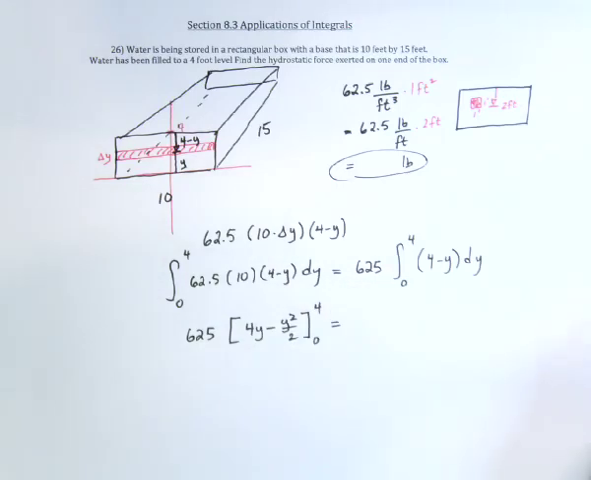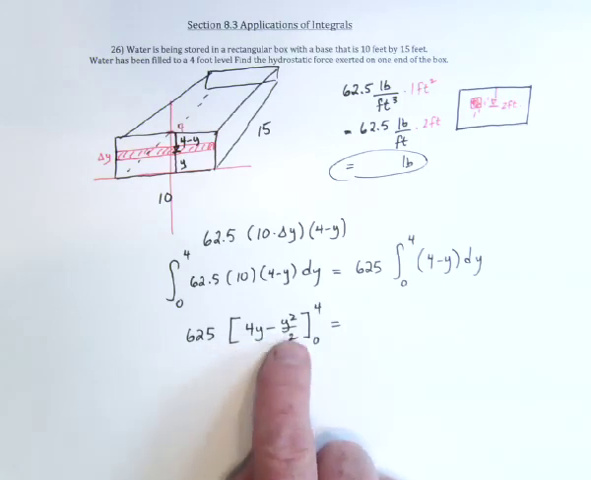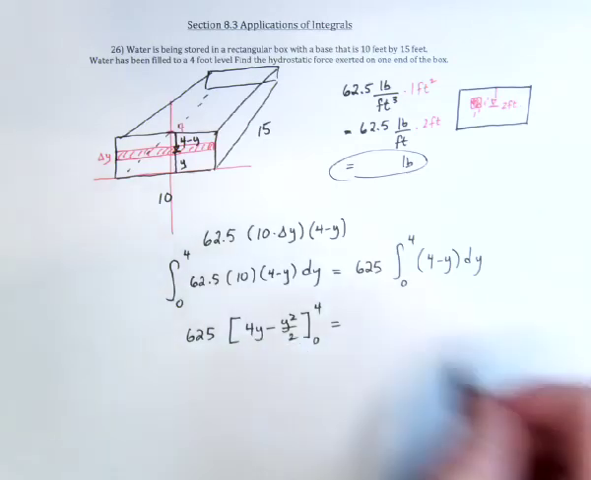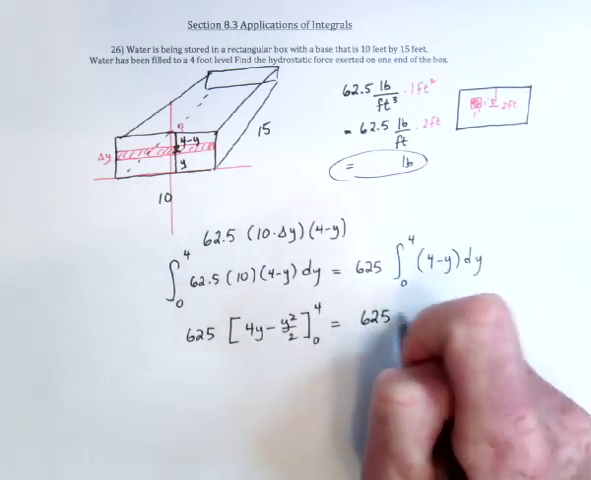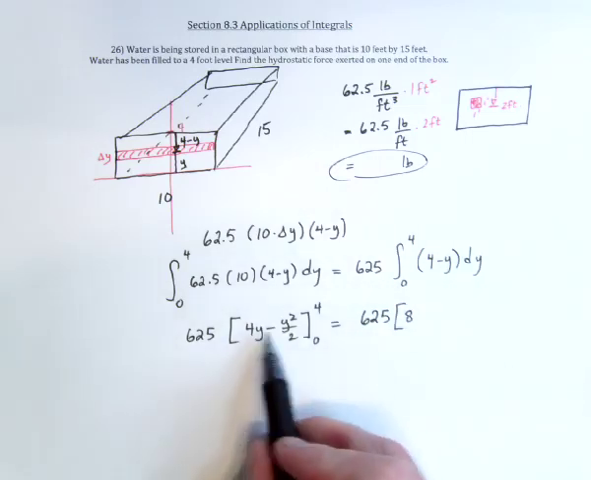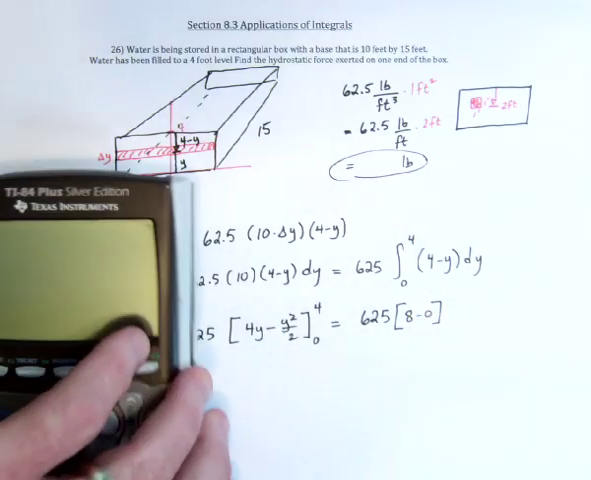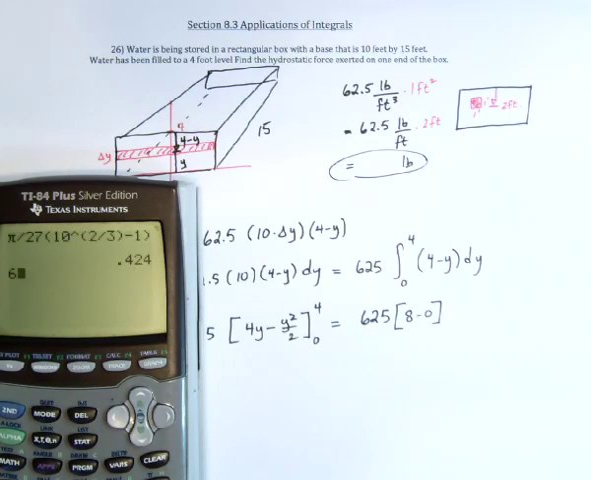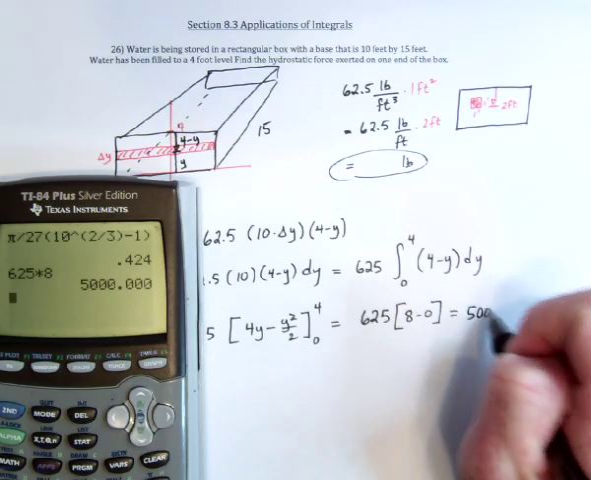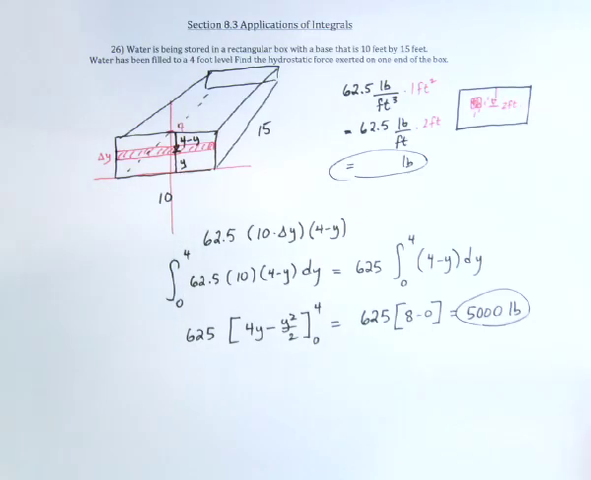So you've got 625 times, let's see, this is going to be a 16 when I substitute the 4. This is going to be a 16 divided by 2. So 16 minus 8. And when you substitute 0 in there, it contributes a 0 and a 0. So 625 times 8, so that would be 5,000 pounds total force on that side.